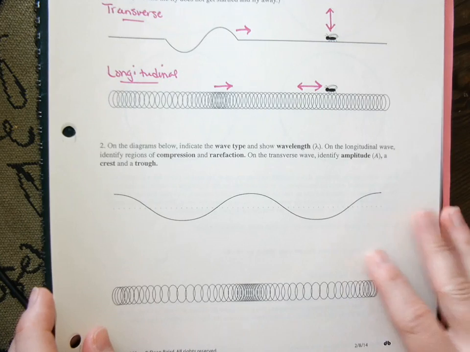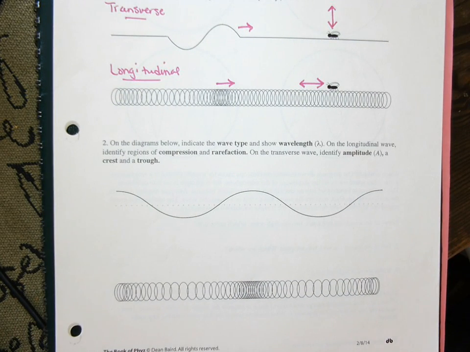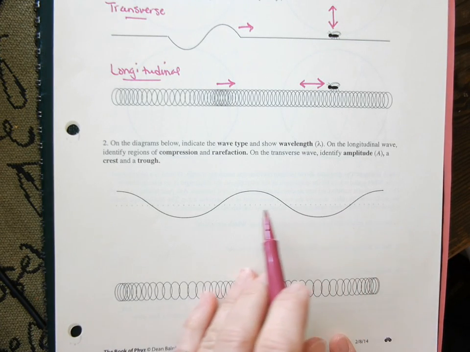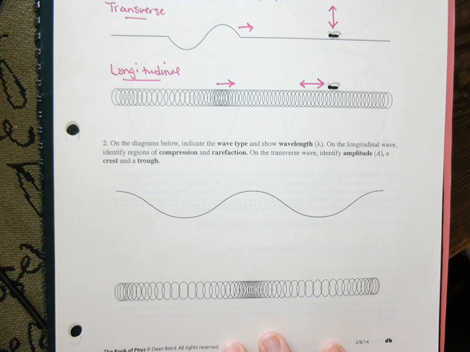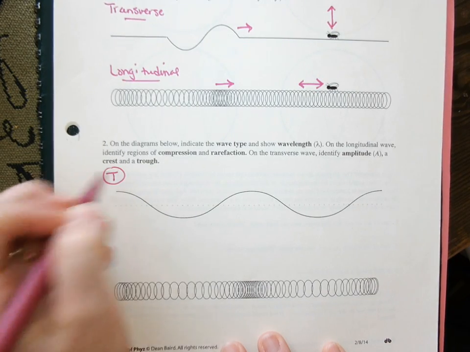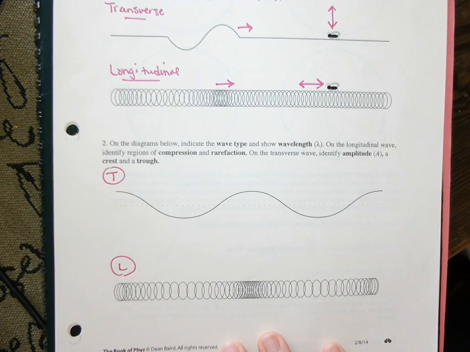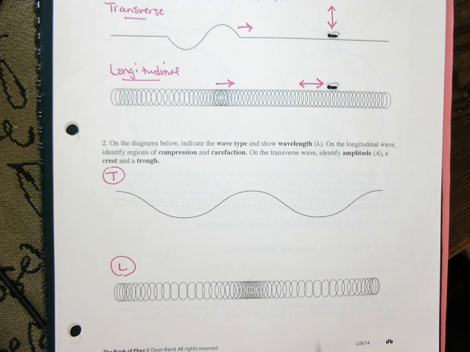Now, in problem number 2, we have to indicate the wave type, and we want to show a wavelength. So you see this dotted line here for the transverse wave. That's like our equilibrium, our resting position. So this one's transverse, this one's longitudinal, same as in number 1.